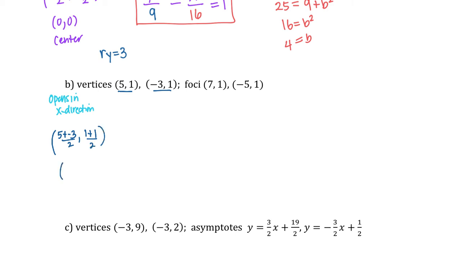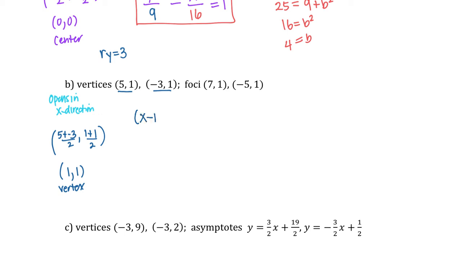Okay, what do I get? 5 minus 3 is 2. 2 divided by 2 is 1. Okay, let me just make sure that makes sense. Is 1 between negative 3 and 5? Yes. Is 1 between 1 and 1? Well, yeah, kind of. Okay, and this is opening in the x direction.